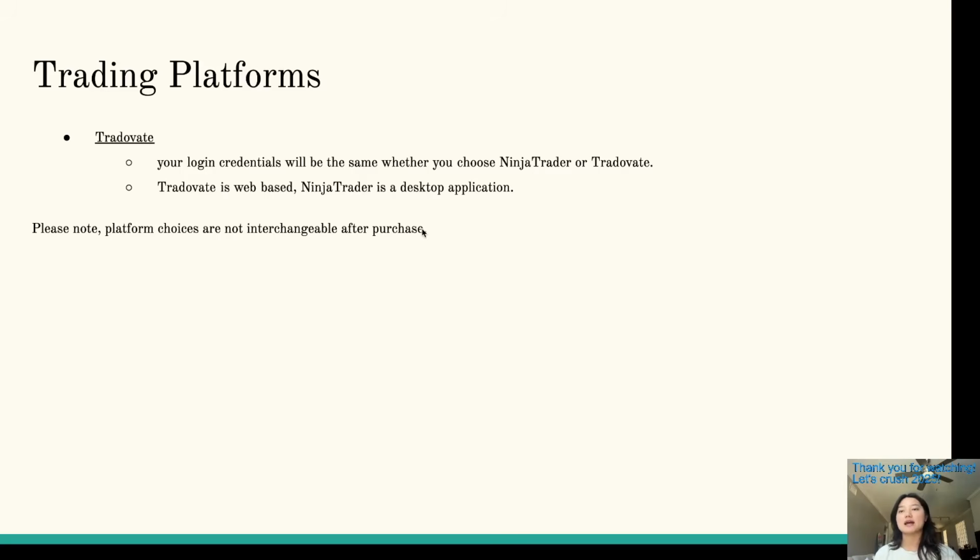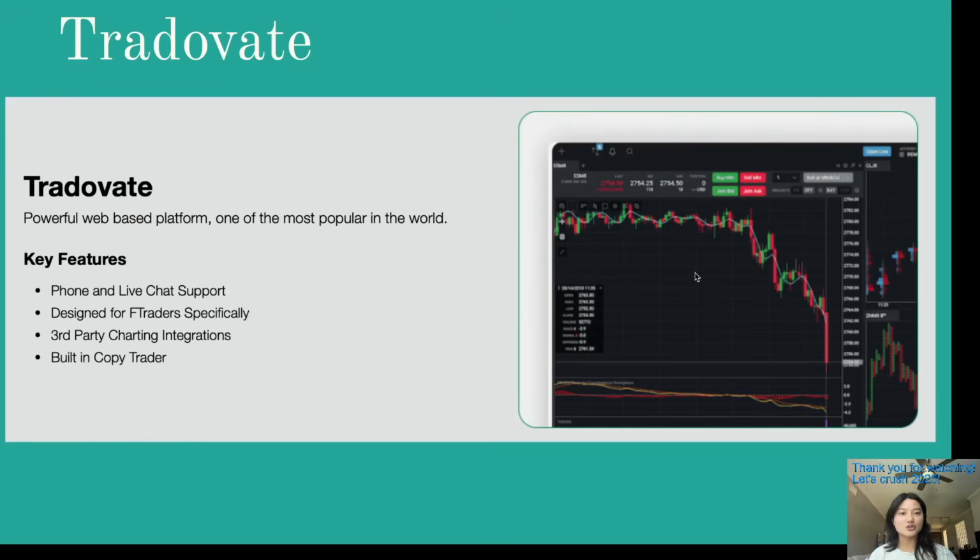Now keep in mind that if you do use Tradovate, your login credentials will be the same regardless of whether you use Tradovate or NinjaTrader, simply because NinjaTrader actually purchased Tradovate, so it's underneath that umbrella. You can see here that this is Tradovate. It is a web-based platform, so you can log on to it through any browser, whether it's Safari, Chrome, or Firefox. Just go onto the internet, type in Tradovate, and you'll be able to log in.